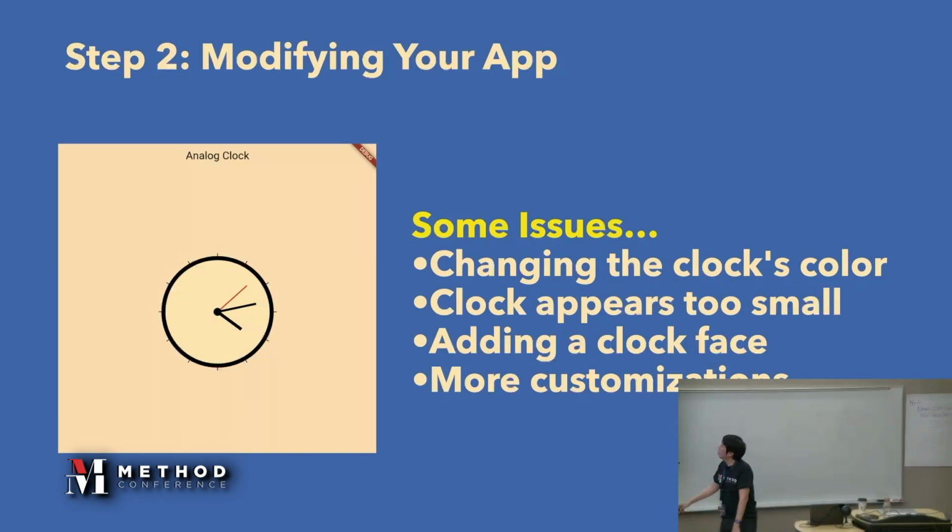For example, changing the clock's color from white to light green, or the clock appears too small, so we have to make this clock bigger, and add a clock face from 1 to 11 along the circle, and we have to do some more customizations.